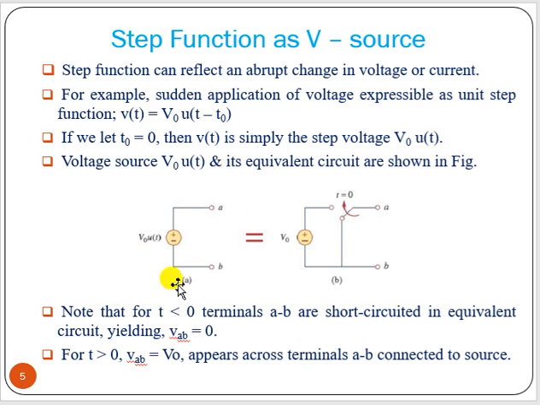So we can represent that by this circuit. Say this is V0 u(t). Now at the A B points, this switch is connected across the short circuit point. That means before t equal to 0 it is connected at the short circuit point. At t equal to 0, this switch moves to the upper position. That means the voltage across AB is 0 when t is less than 0. When t is equal to 0, this becomes V0. This is the same as V0 u(t).